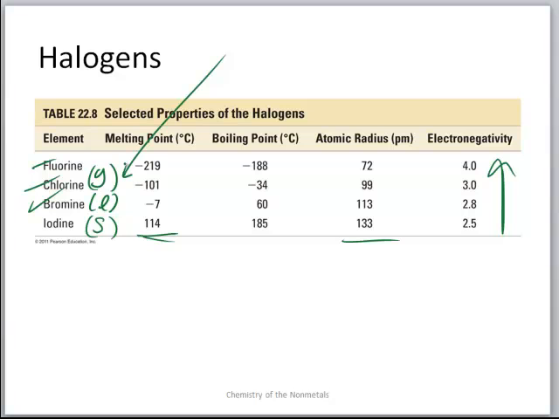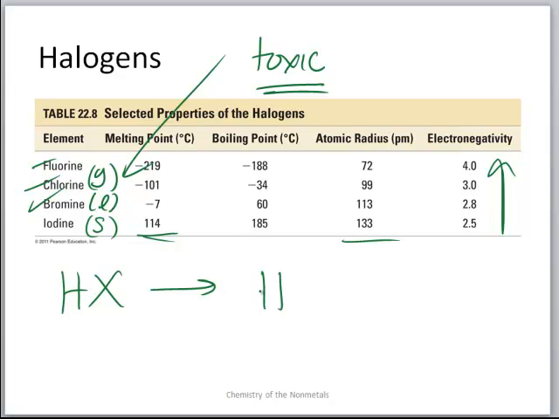Some of the chemistry of these: the fluorine and chlorine gases are very toxic. And as we know, if we abbreviate halogens as X, all of them form strong acids where they will produce a hydrogen cation in solution and the anion in solution. All are strong acids.